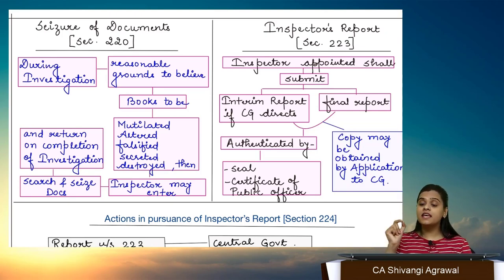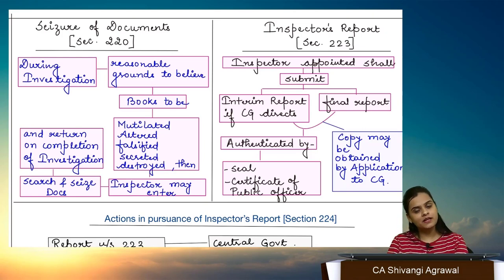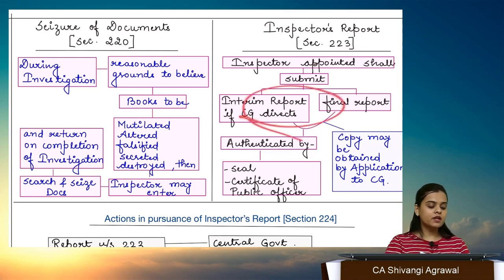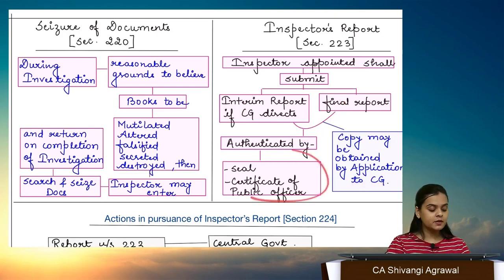However, when investigation is being carried out by SFIO, then what report has to be submitted, in what manner, and what actions shall be taken after submission of the report, all that is given in section 212 itself. So section 223 as well as section 224 are about investigation, for the cases of investigation except section 212, that is SFIO. Apart from the inspector appointed under section 212, all other inspectors after investigation have to submit a report to the central government. If the central government wants an interim report, then you also have to give an interim report. The report is going to be authenticated by the seal or certificate of a public officer.